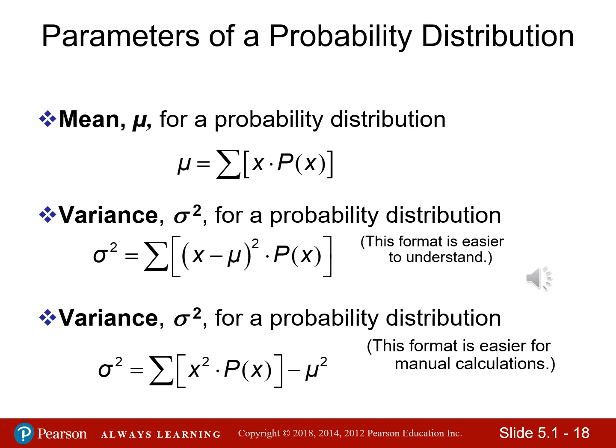One formula for variance, which is sigma squared for a probability distribution, is sigma squared equals the sum of (x minus the population mean) quantity squared multiplied by the probability of x. This formula is easier to understand. Another formula for the variance for a probability distribution is sigma squared equals the sum of x squared multiplied by the probability of x, minus the mean squared. This format is easier to calculate by hand.